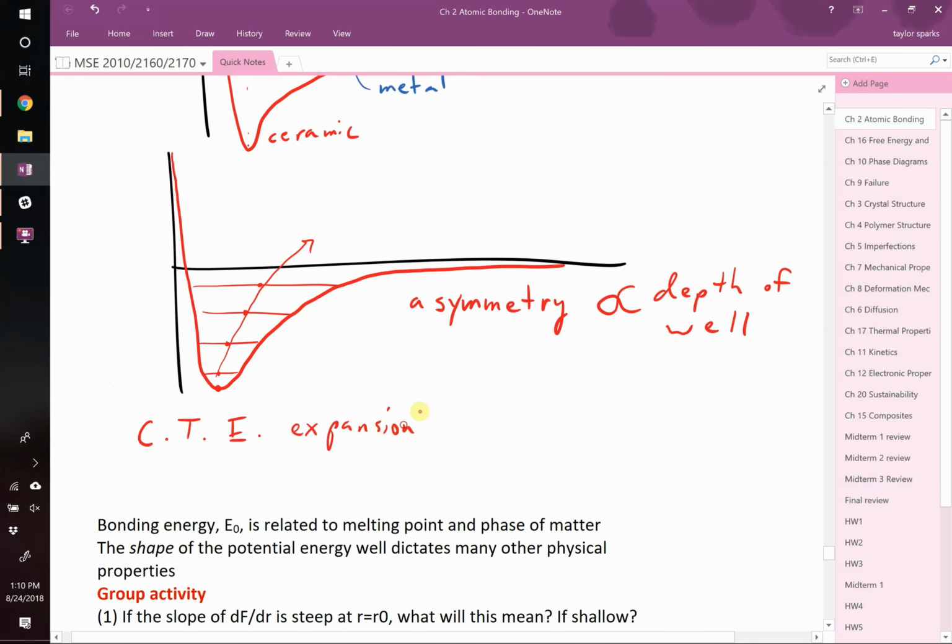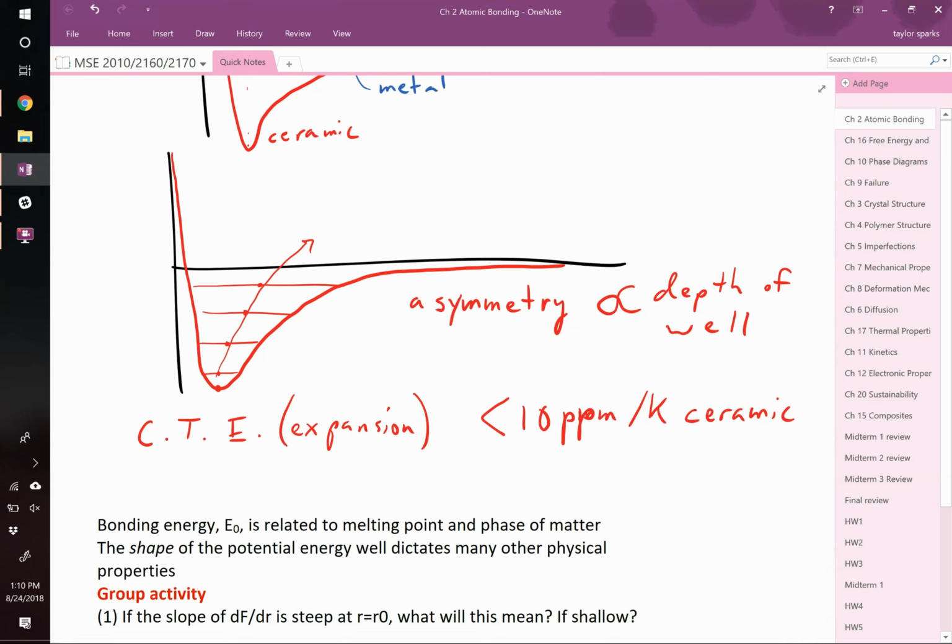We'll talk about it later, so I'm not going to go into detail right now. It's just your expansion. It's typically less than 10 ppm per K for a ceramic. That means that it's less than 10 parts per million, or 10 to the negative 6, for a ceramic. So for every degree you heat it up, it's only increasing by 10 parts per million.